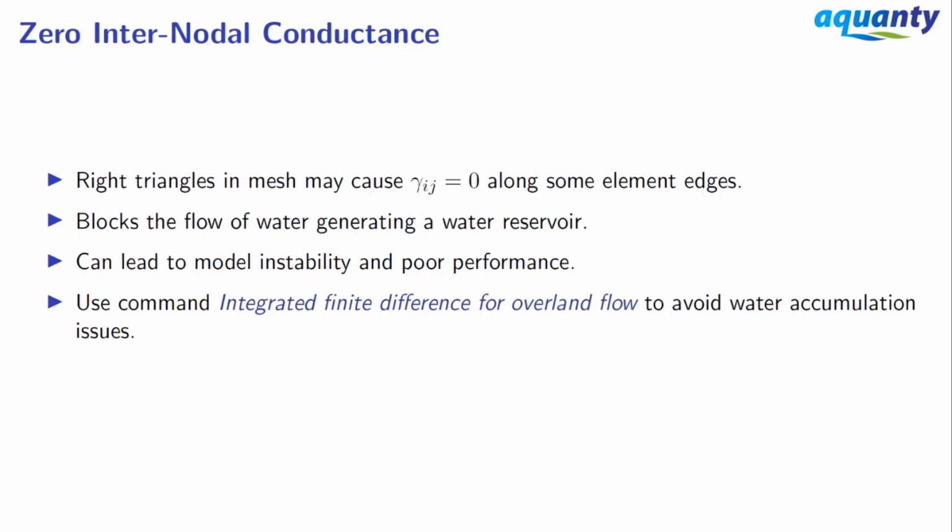We mentioned the potential for having right triangles in your mesh, and that may cause 0 internodal conductances along some element edges. The effect that can have is that it can block the flow of water, which generates a reservoir, and this can lead to model instability and poor performance. In that case, we recommend using the command integrated finite difference for overland flow, which uses an in-center approach to calculate these conductance terms, and that will avoid these water accumulation issues.